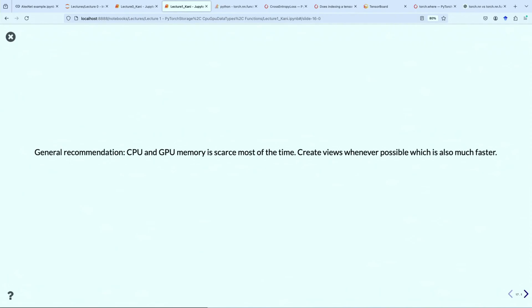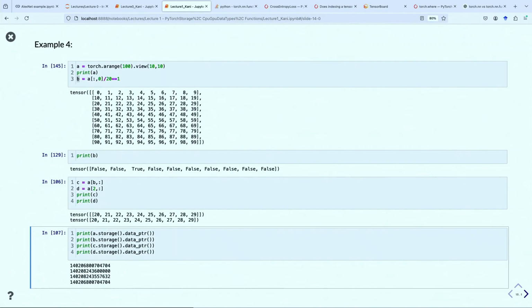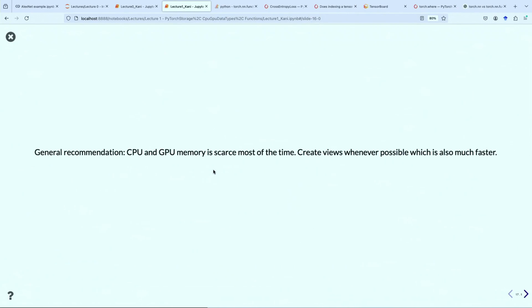So yeah, use views whenever possible, which PyTorch tries to help you with. But of course, knowing how these slices work and how slices are represented always helps you to optimize PyTorch also. Okay, the compiler isn't perfect. You do have to rely on your own intuition a lot of the time.